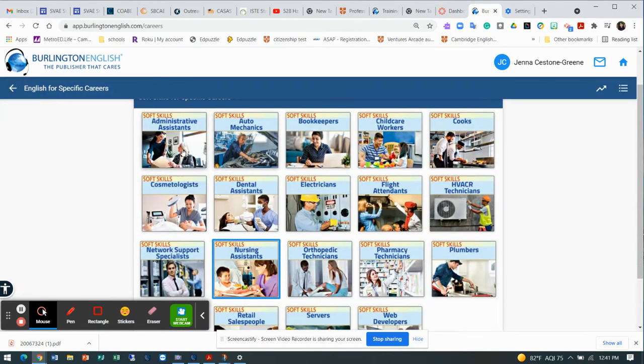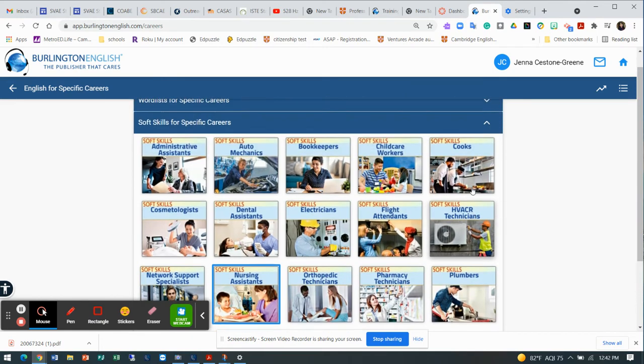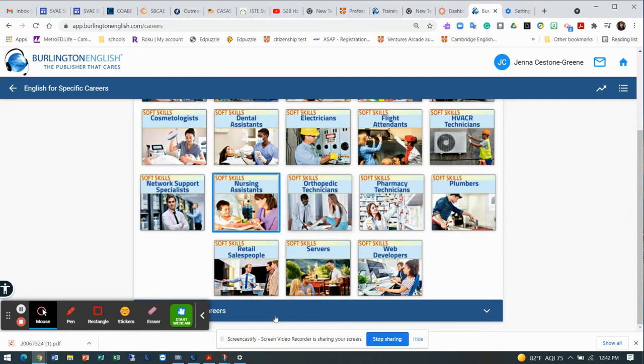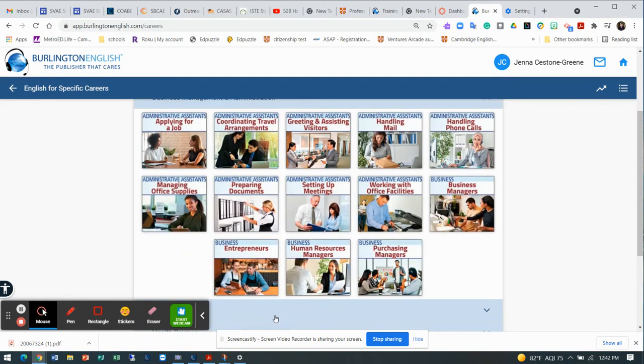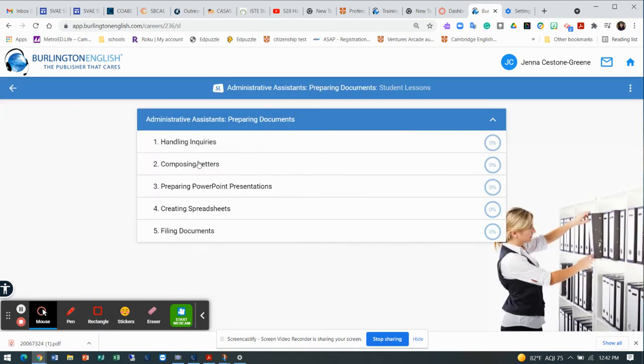And our other, let's see, we have our plumbers, we have our HVAC, we have our cooks, childcare workers, and then there's even more over here. This actually, for people who are working in offices, human resources manager, setting up meetings, greeting and assisting visitors. This is a lot of what we do in the front office. We do a lot of customer service, managing office supplies, preparing documents. So there's a lot of things in here that we can train our students for as well.